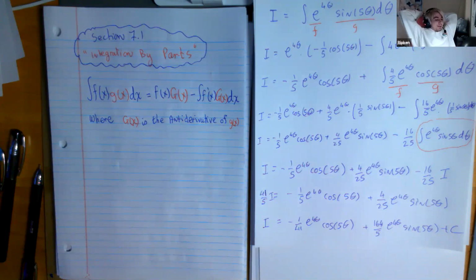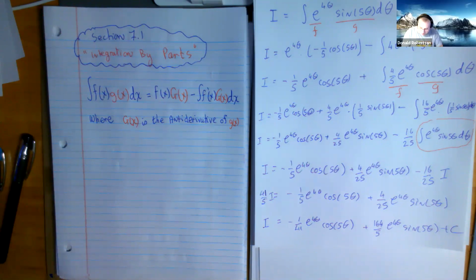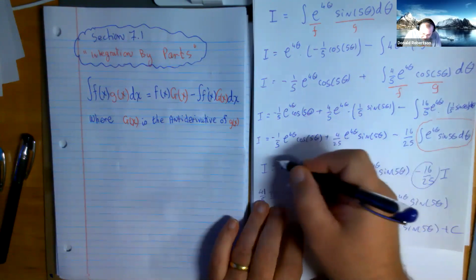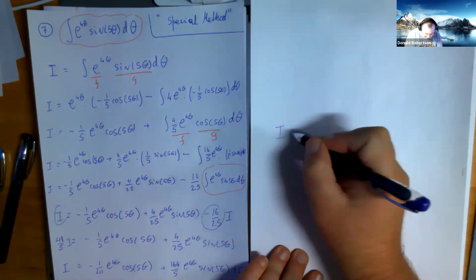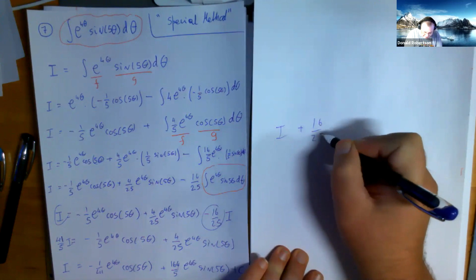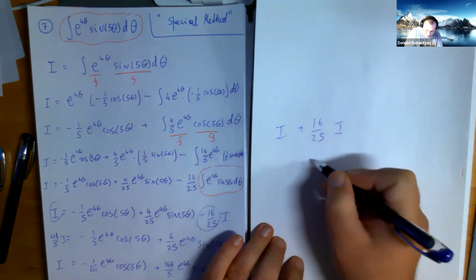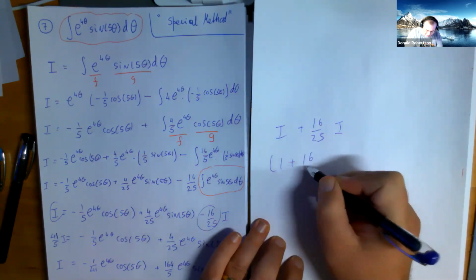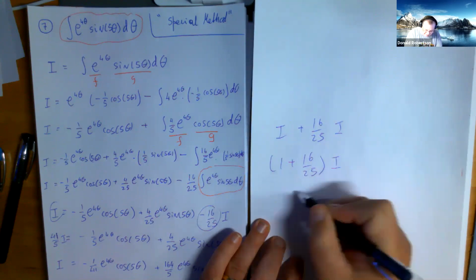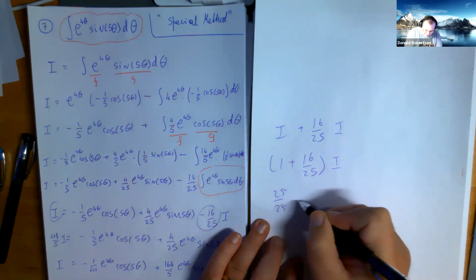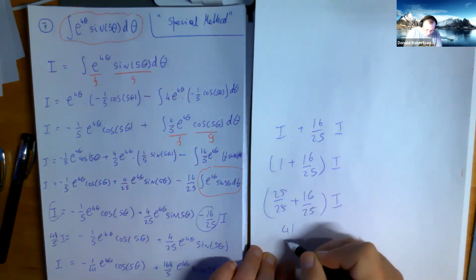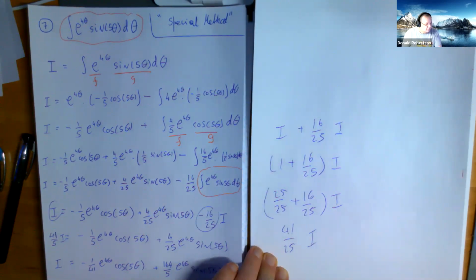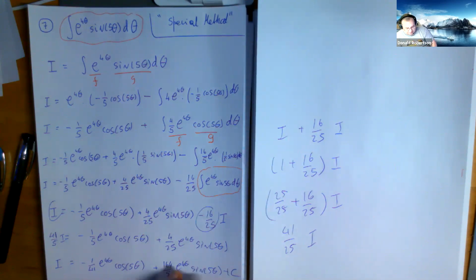I have a question. I'm still trying to figure out where that 41 fifths came up. Oh, okay. It's just that we added all the fractions together. What I did is I added this guy to that. So let's show you what that would look like. I had an I, and I added 16 25ths I. So can you think of that as being 1 plus 16 25ths I, which is 25 25ths, add 16 25ths, which is 41 25ths. Okay. Right, so it's just a fraction thing.